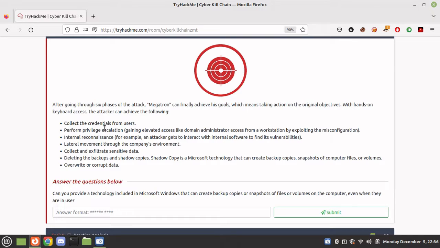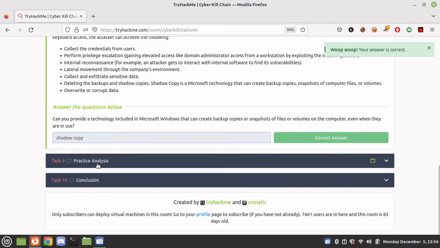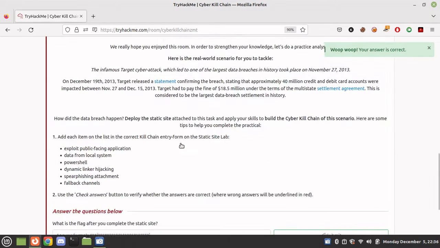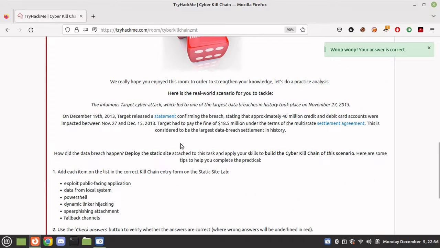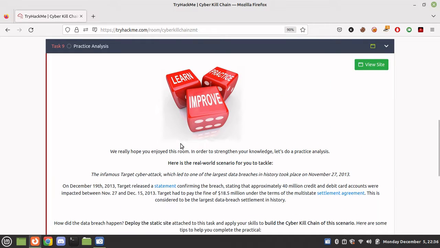Now, can you provide a technology included in Microsoft Windows that creates backup copies of snapshots or files or volumes of a computer even when they are in use? It's shadow copy basically that creates backup copies. You can see that here, and shadow copy is a great thing in a Microsoft technology, perhaps or not. As you can see, we can be a victim of that.